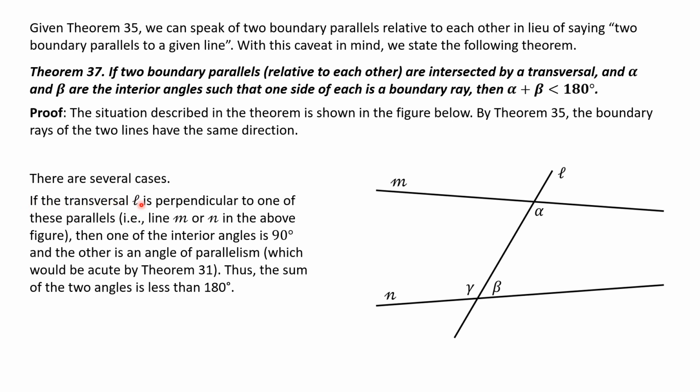So if L is perpendicular to one of the parallels, M or N, for example, if beta is 90 degrees, then one of the interior angles is 90 degrees, and the other angle of parallelism would be acute by theorem 31, and thus the sum of the two would be less than 180. So that's the first case where we just have one of these two being 90 degrees. Let's look at the other cases on the next slide.